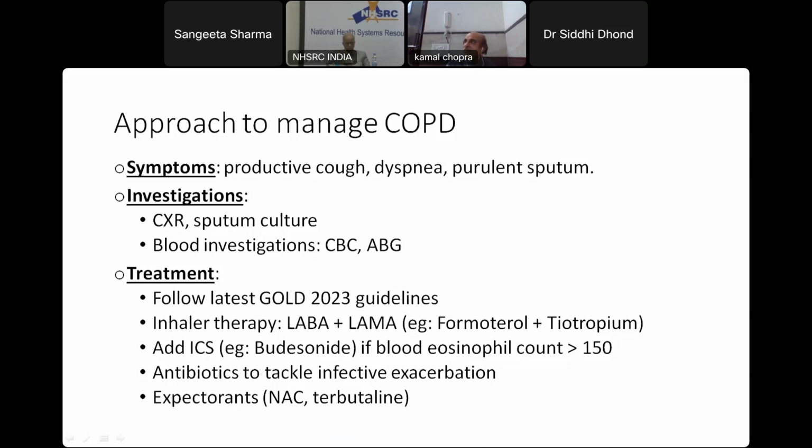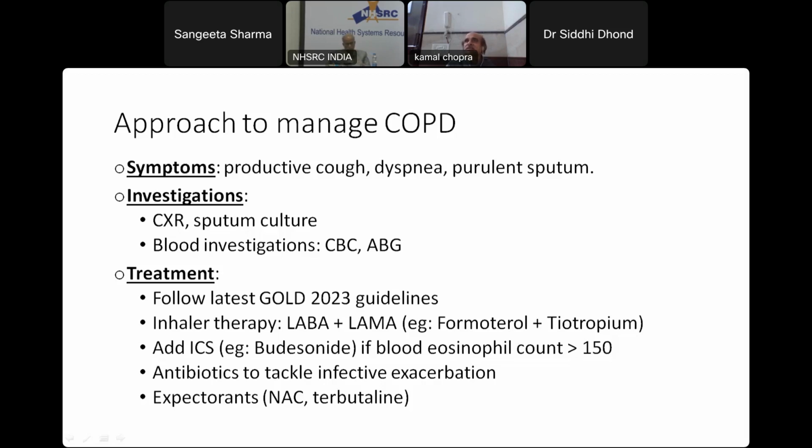It can be diagnosed based on the X-ray. The X-ray shows a barrel-shaped chest. That's one thing which can be seen on examination also. Air trapping and bronchovascular markings are very prominent. Sputum culture is usually done to see what the infective organisms are. Blood investigations like ABG, we see whether there is hypoxia or retention of carbon dioxide, and CBC, complete blood count, is to see which type of infection it is.